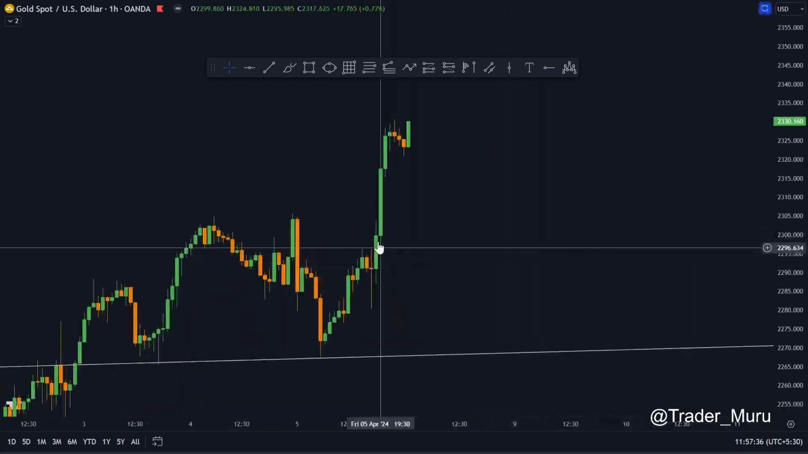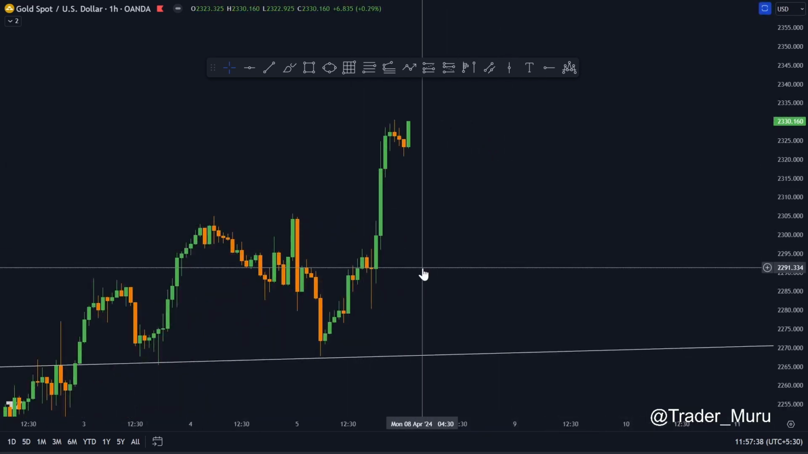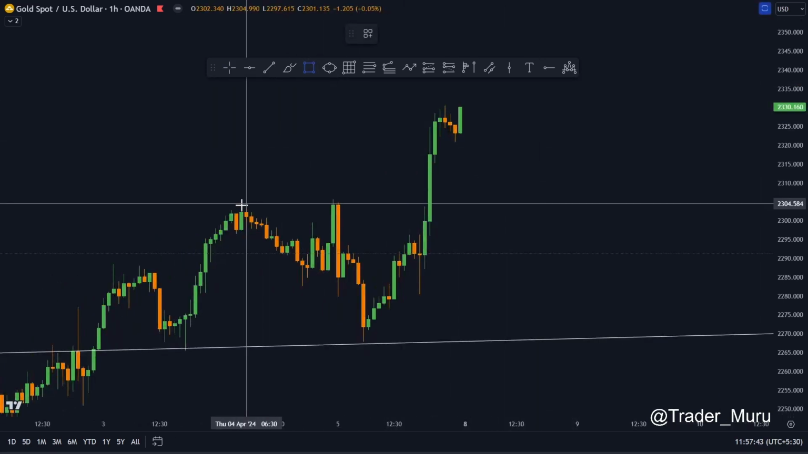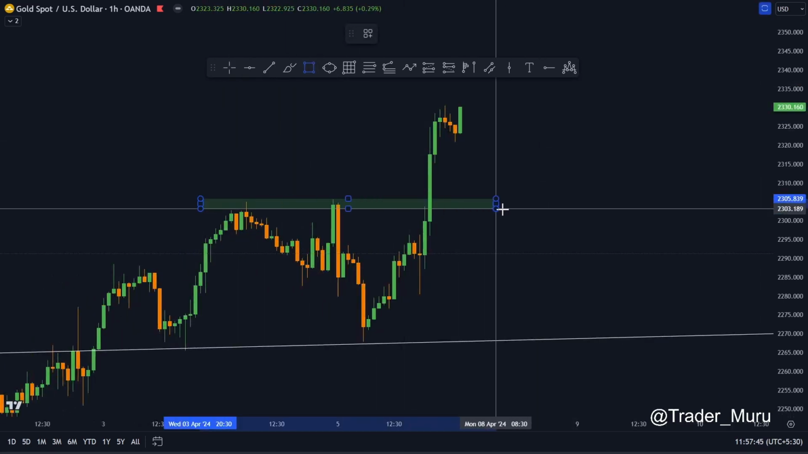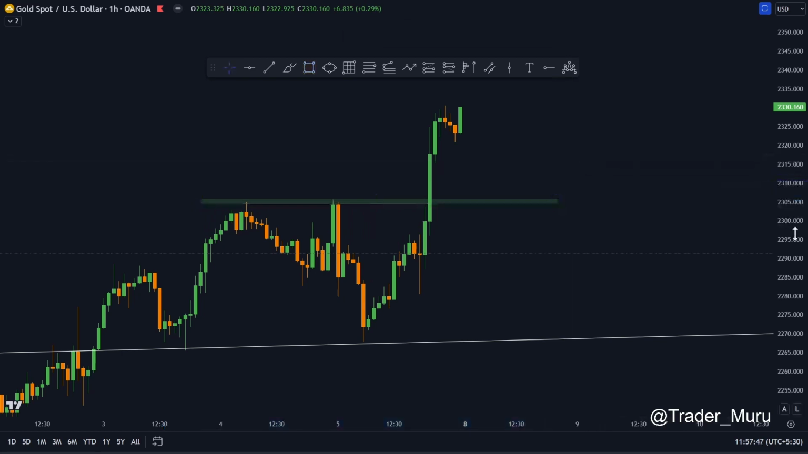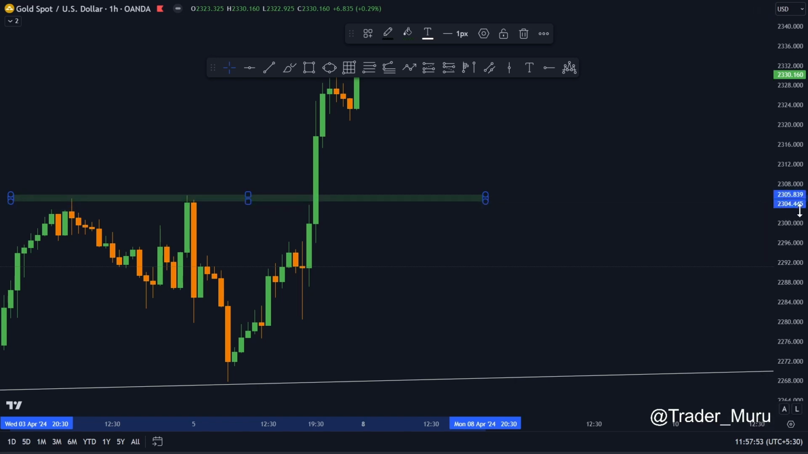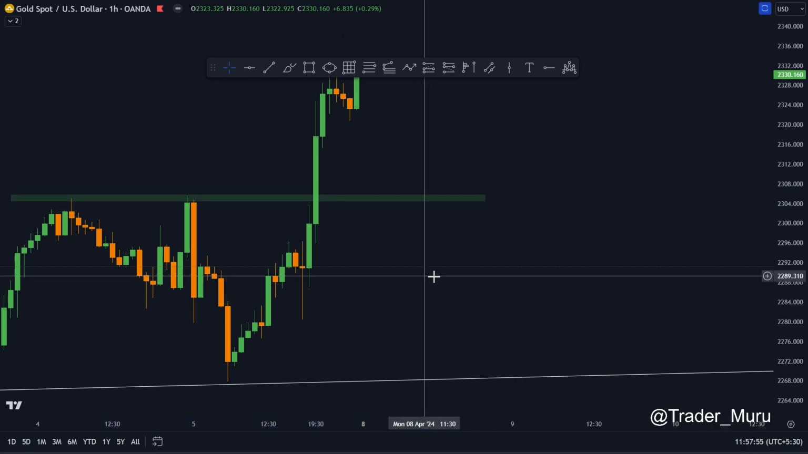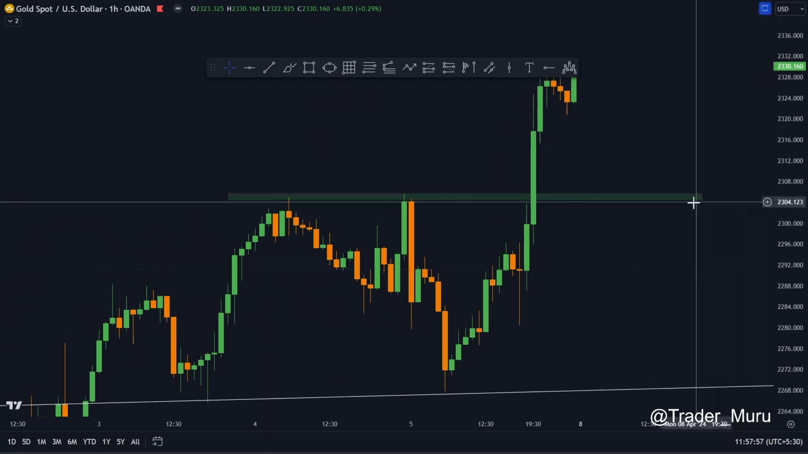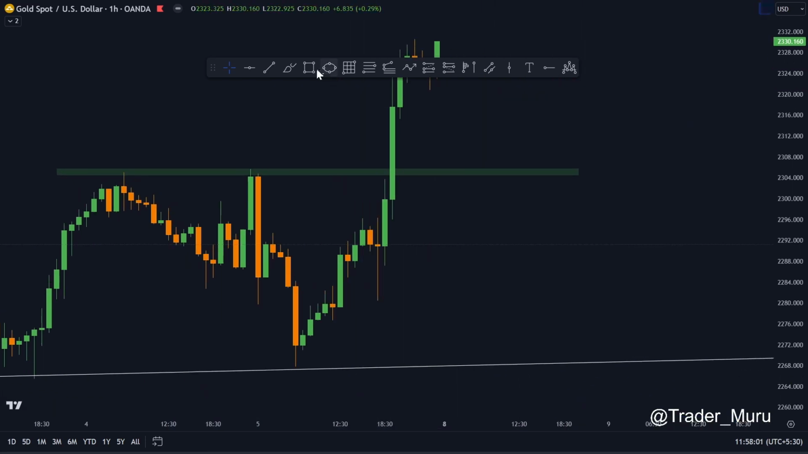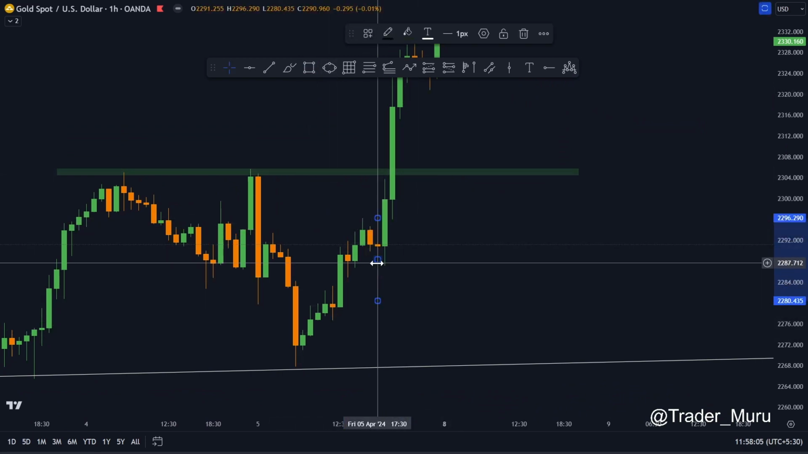So guys, the current levels you can watch for long are, first, this last high, which is around 2304 to 2305. First, you can watch for a long at this last high, and second, this demand zone which gold has created in the 1 hour time frame.